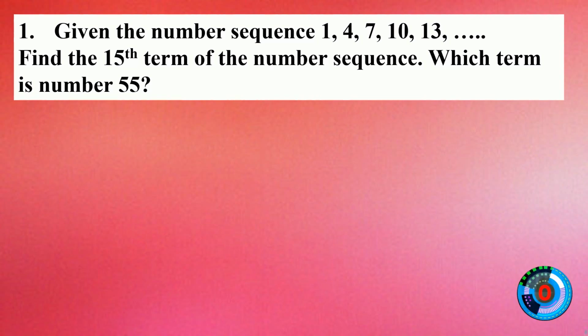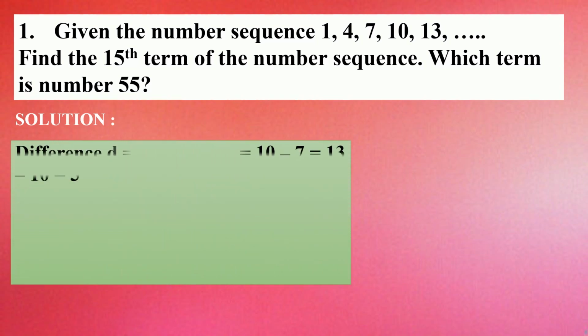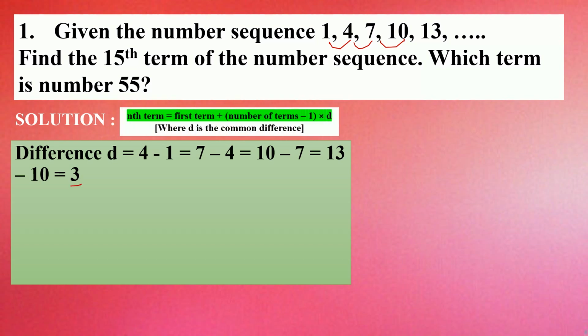Now let us look at the solution. Difference. What is the difference? So here the difference is, 4 minus 1 is 3, 7 minus 4 is 3, 10 minus 7 is 3. So we have found the difference is 3. Based on the difference, we know that the nth term is equal to the first term plus number of terms minus 1 into the difference. So now we are going to use this particular formula to calculate the 15th term.